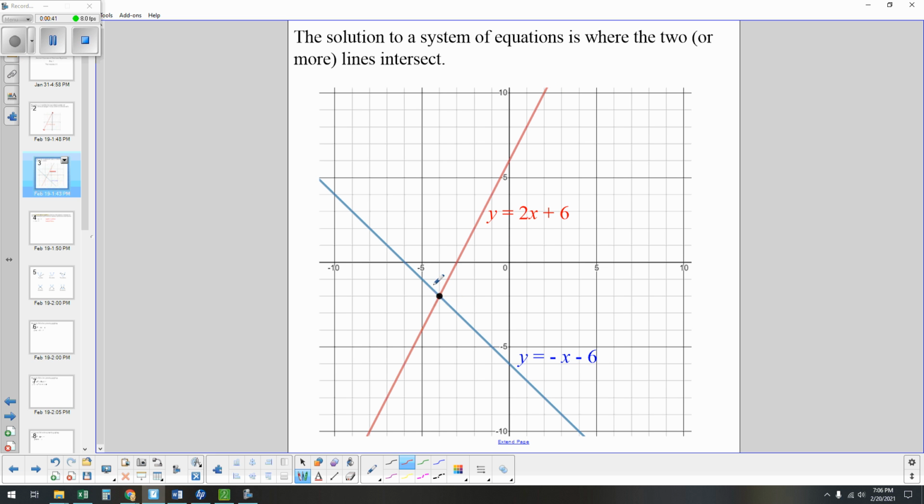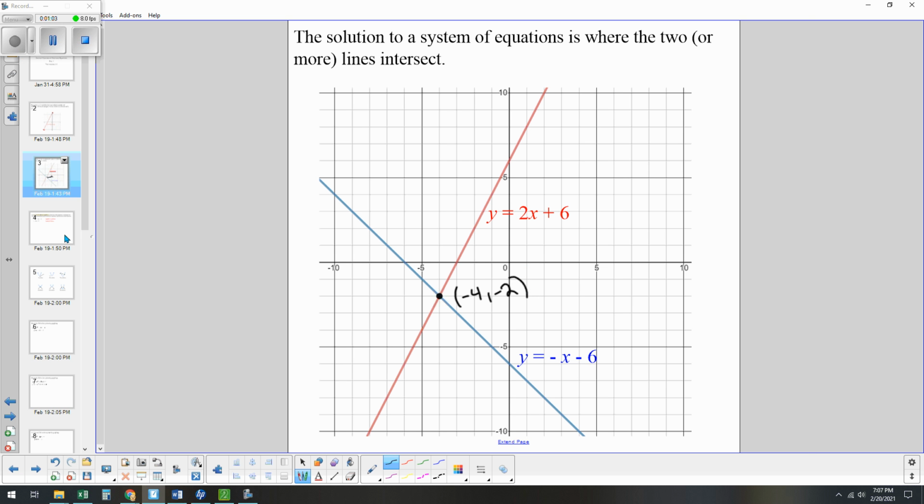So while each line on its own has an infinite number of solutions, there's usually only going to be one point, if it's linear equations, where they're going to intersect. It's possible for them to not intersect at all, which means there is no solution for the system, but where they do intersect would be considered the solution. So in this case, it would have been -4, -2.